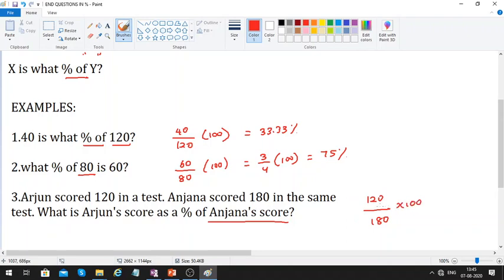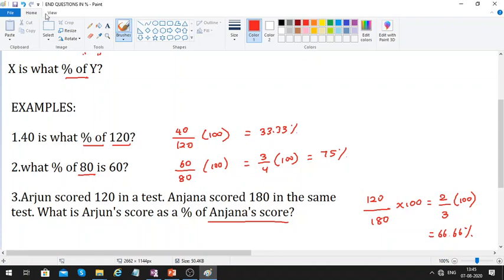Times 100. If you cancel it with 60, you will get 2 by 3. 2 by 3 is nothing but, if you calculate with 60, 60 2s are 120, divided by 60 3s are 180. So 2 by 3 into 100. We have already seen 2 by 3 is nothing but 66.66%. So this is how understanding the equivalent fractions, and also the n question, will help you make the calculations easier.